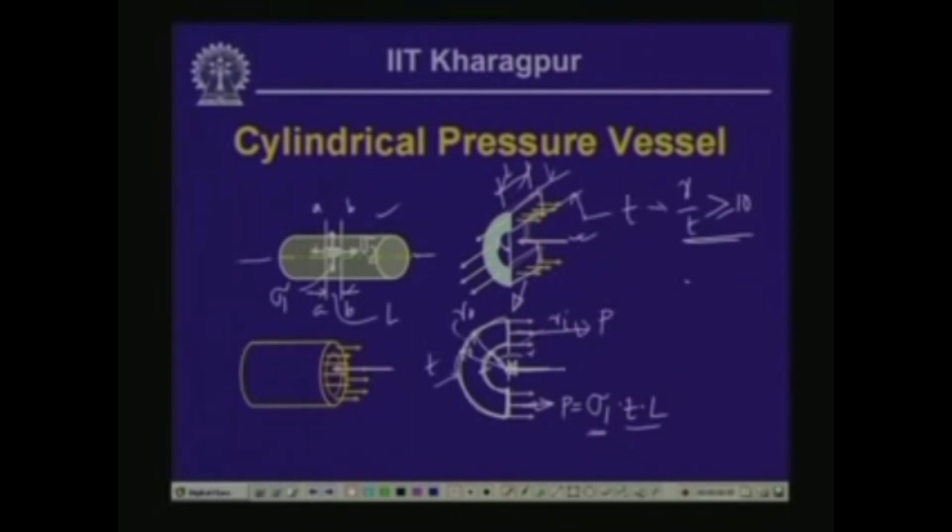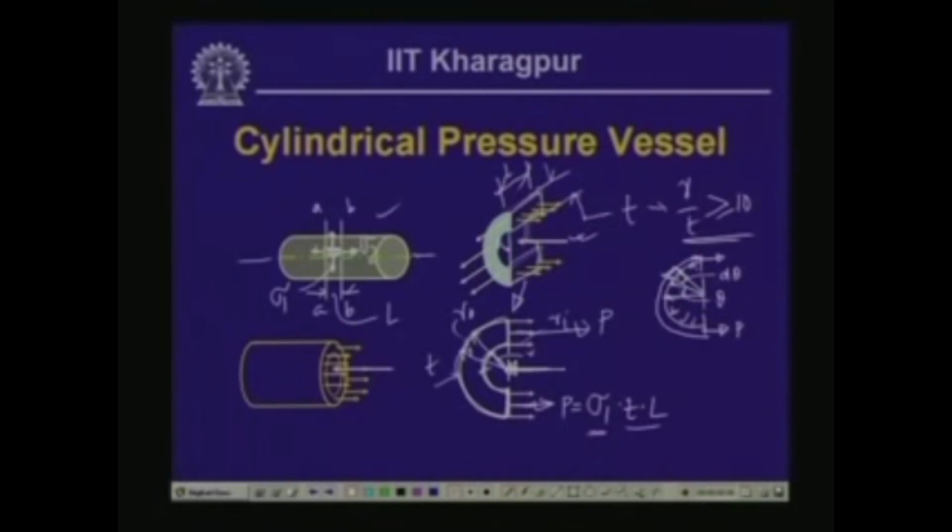One is, supposing we take this thin wall part and say that it is subjected to the pressure from inside, and here we have P, here we have P, which is equal to sigma 1 times T times L. Now, if we consider a small element which is at an angle theta, making an angle d theta here, so this is theta and this is d theta.